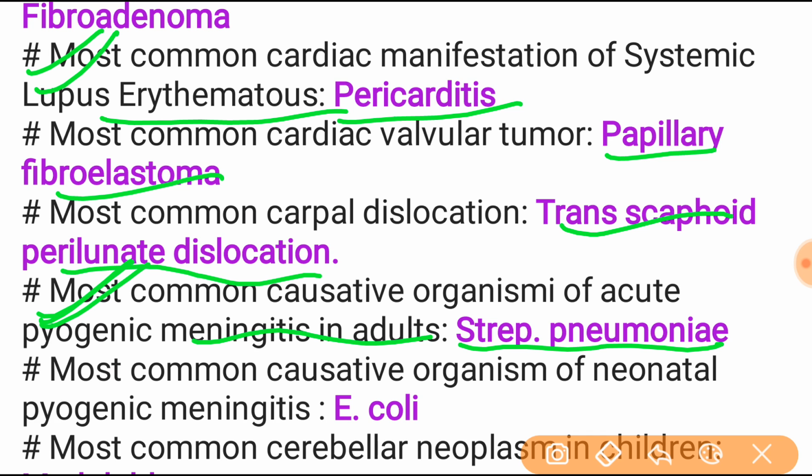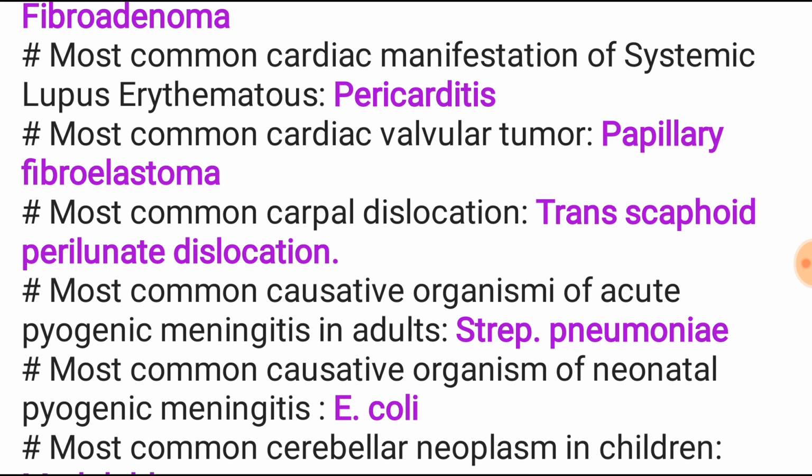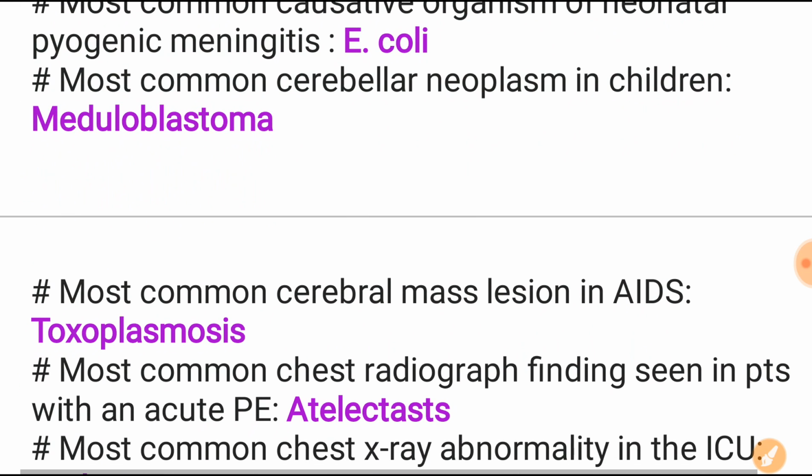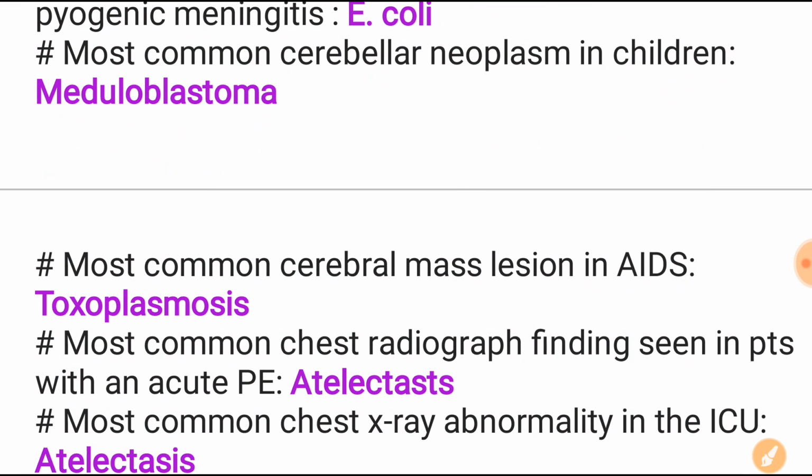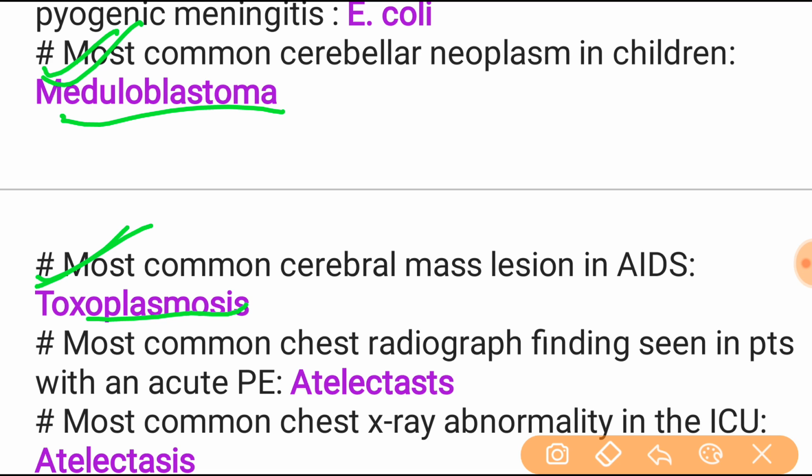The most common causative organism of neonatal pyogenic meningitis is E. coli. This is also most important. The most common cerebellar neoplasm in children is medulloblastoma. This is also under that 1000 question series. The most common cerebral mass lesion in AIDS is toxoplasmosis. This is also a most important question.